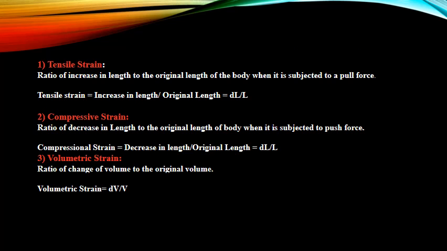Okay, now the tensile strain. This is the first type of strain, known as the tensile strain. It is the ratio of the increase in length to the original length of the body when it is subjected to a pull force. The important thing here is the pull force. Tensile strain is equal to increase in length divided by original length, that is dl by l, and that is known as the tensile strain.